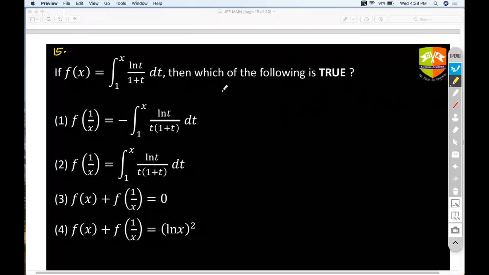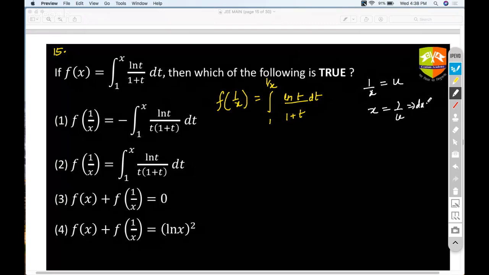Okay, so in this case, first of all, we'll go for f of 1 by x. When you say f of 1 by x, your upper limit is just going to be replaced with 1 by x. Now, if I see the options are all in the limit 1 to x. So what I'll do is I'll put an obvious substitution. Let 1 by x be, let's say, u. Okay, that means x is 1 by u, which means dx is going to be negative 1 by u square du.